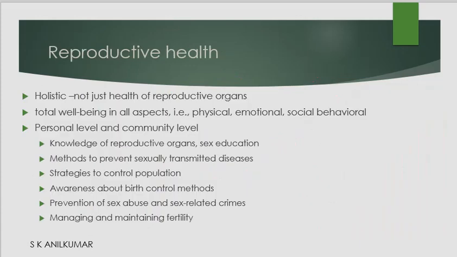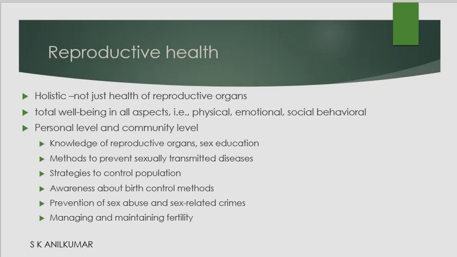Reproductive health is very important because if it is not managed well and monitored well, then it will affect the health of both the mother and the child. So it has to be holistic. It is not just taking care of the sex organs or keeping them clean or healthy. It is physical, emotional, social and behavioral aspects of the mother and the child during the gestation period. So it is at the personal level, the person has to be taken care of, and at the community level, the community should be cooperative. So what are the necessary inputs for reproductive health?